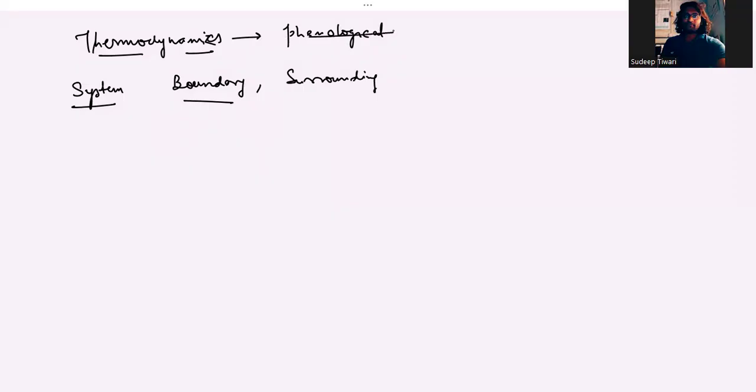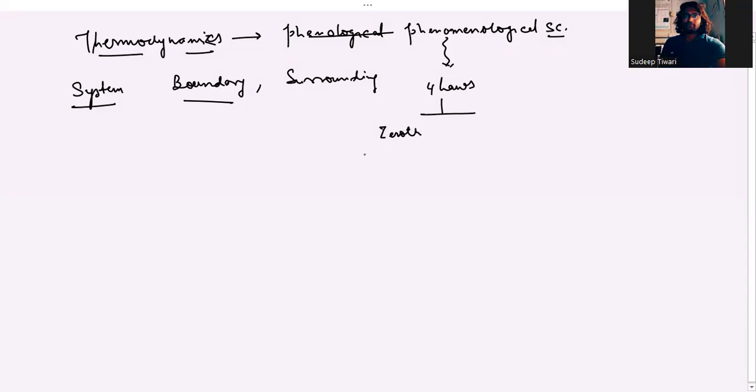It is a phenomenological science, and we derive most of the things from four empirical laws. So there are four laws that we are going to study from now on. There is the zeroth law, from which we will derive the definition for temperature, one of the quantities we get from the zeroth law.